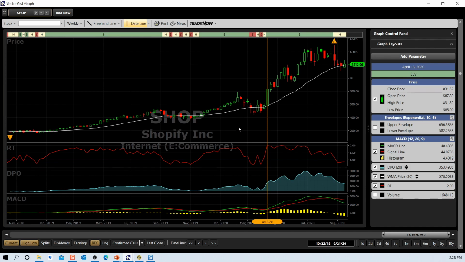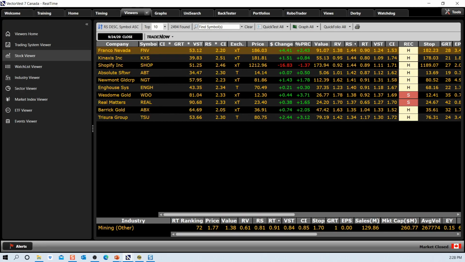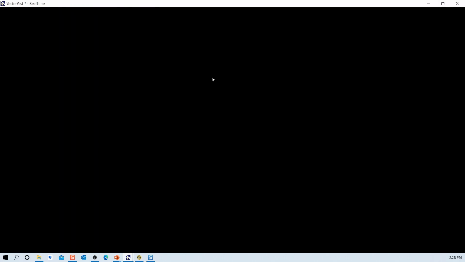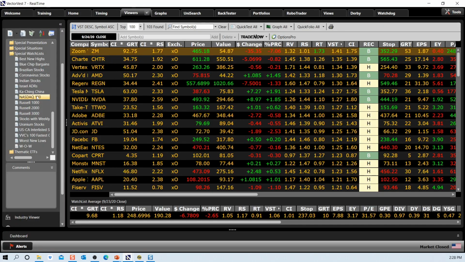So that's a few tips using the Enhanced ProTrader layout, and it works the same in all of our countries. I'll just pull up the US very quickly. And this watch list is the NASDAQ 100. Zoom is right up at the top.